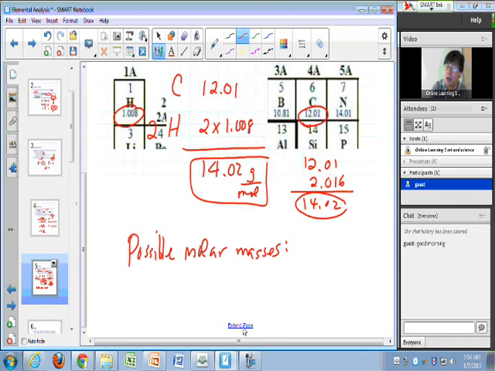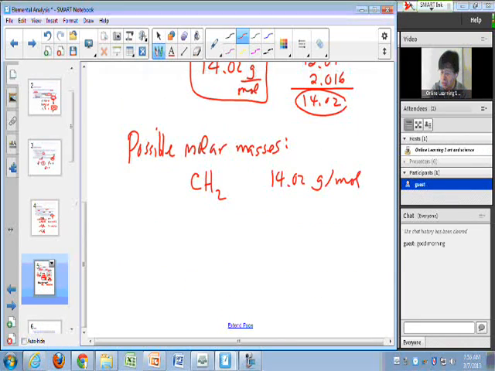Of a compound whose empirical formula turns out to be CH2. Well, if that compound has a molecular formula of CH2, then it's going to be 14.02 grams per mole. Actually, that compound doesn't exist, but that's beside the point. This is just for example.